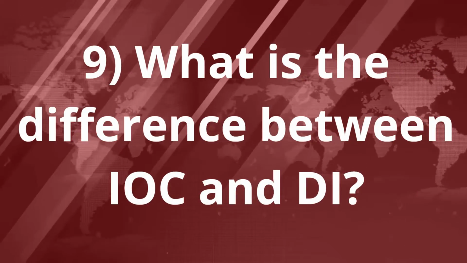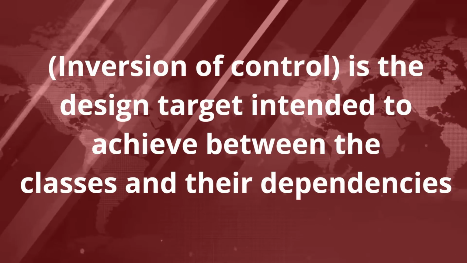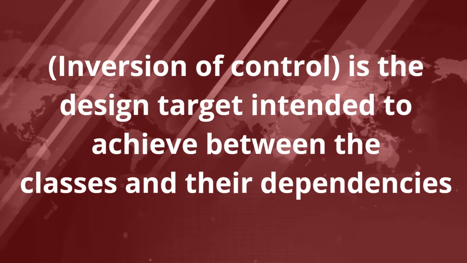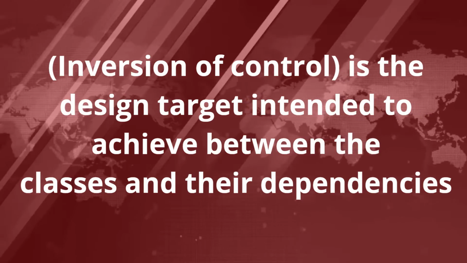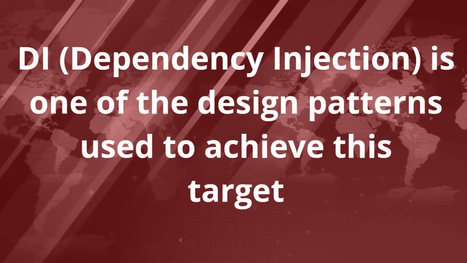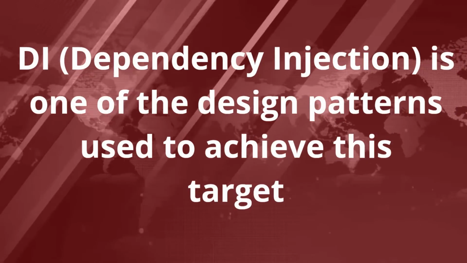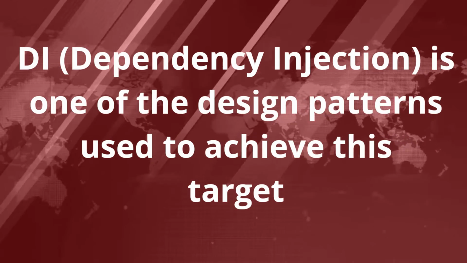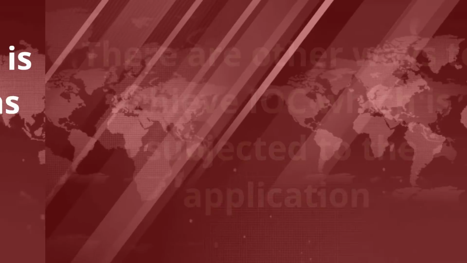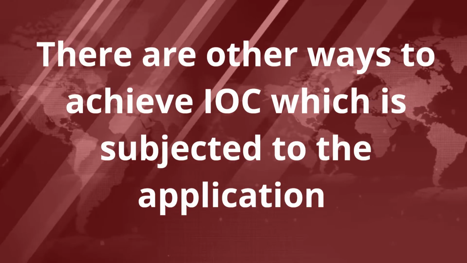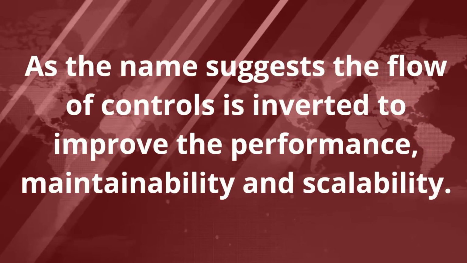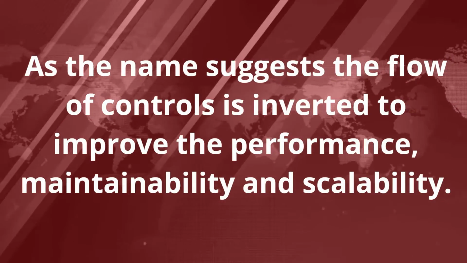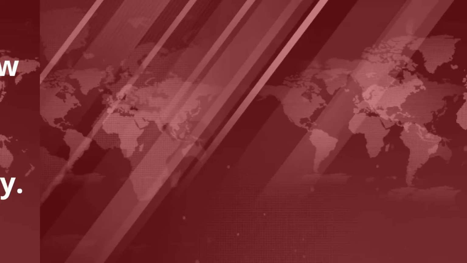Question number 9. What is the difference between IoC and DI? IoC is inversion of control. It is the design target intended to achieve decoupling between the classes and their dependencies. DI is dependency injection, one of the design patterns used to achieve this target. There are other ways to achieve IoC, which are subject to the application. As the name suggests, the flow of control is inverted to improve performance, maintainability and scalability.